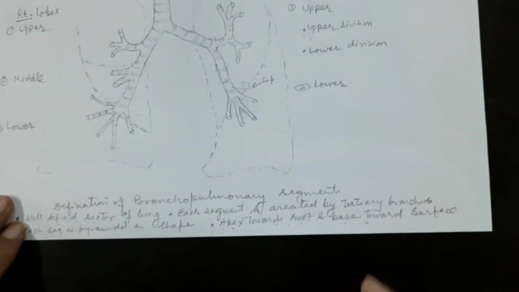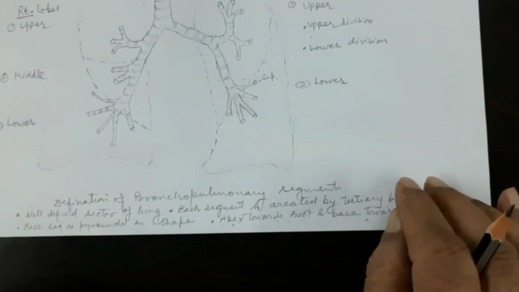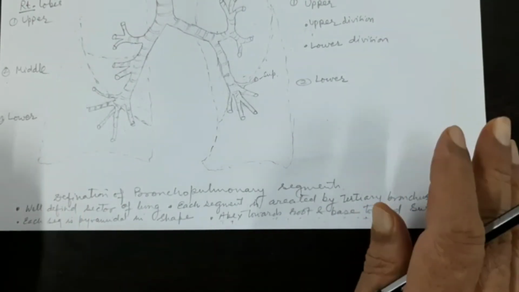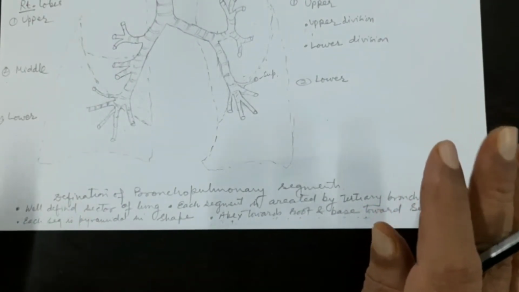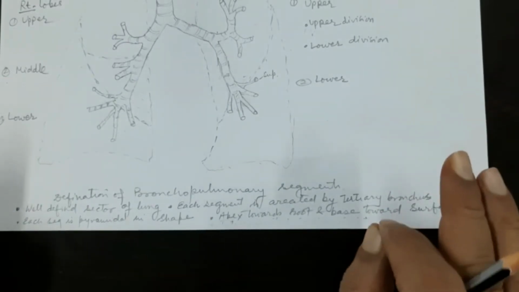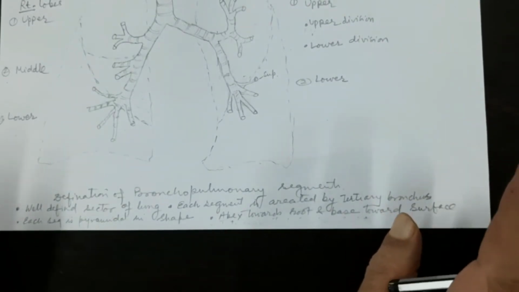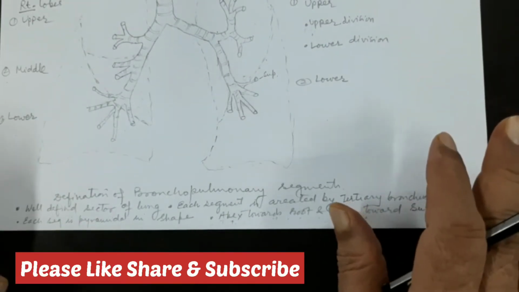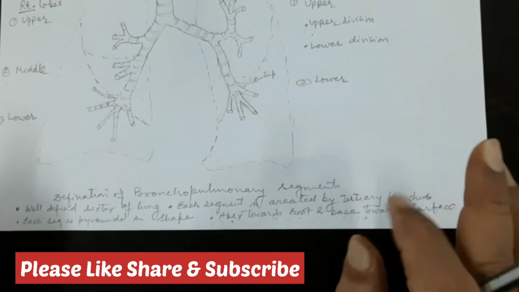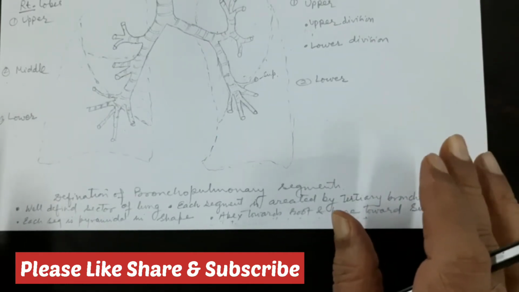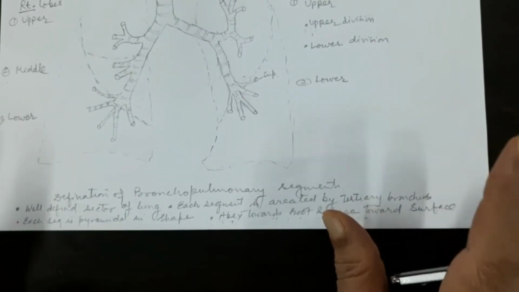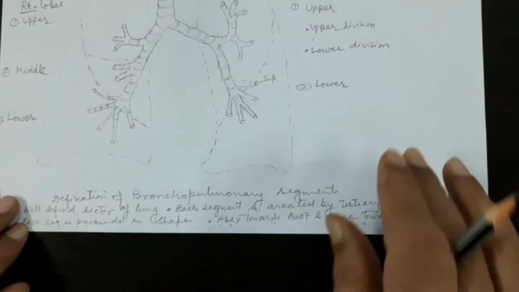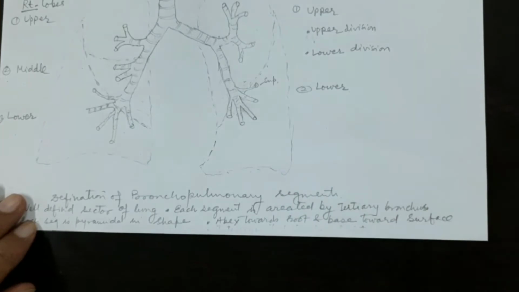segmental bronchus. So our interest is in this tertiary bronchi, that is the segmental bronchi, which is the third division of the bronchial tree. This tertiary or segmental bronchi will ultimately give air to that part of the lung which is called the bronchopulmonary segment. Okay, bronchopulmonary segment.